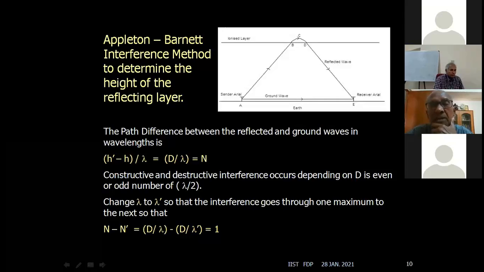So you know the horizontal distance, that is, the separation between the sky wave path and the ground path.